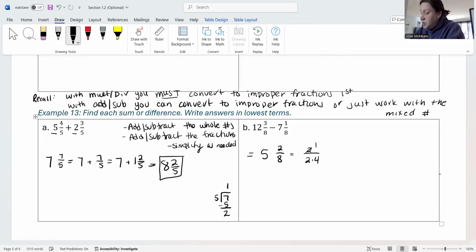So 2 divided by 2 is 1. 2 divided by 2 again is just 1. So we leave these little footprints of 1 behind. So that tells me this is really 1 and 1/4. So that is my final answer in lowest terms.